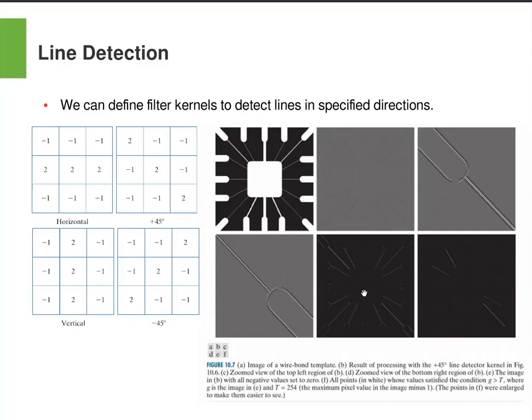If we change the value for the threshold and put it as 254, what we end up with is this image in which only the edges in directions very close to 45 degrees are highlighted.